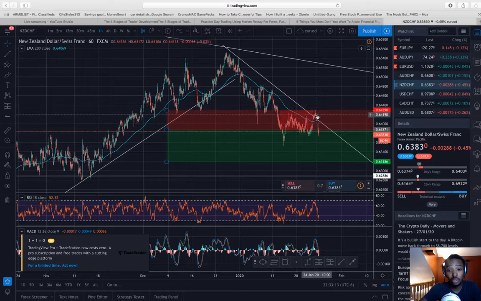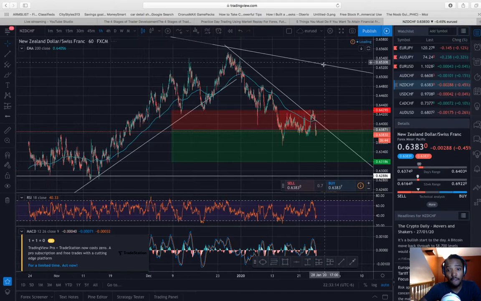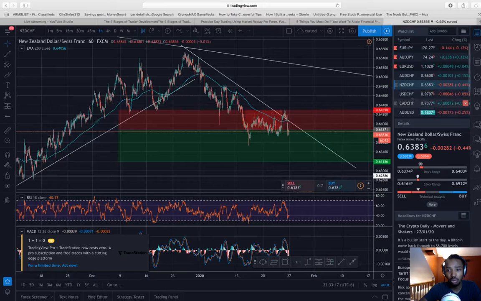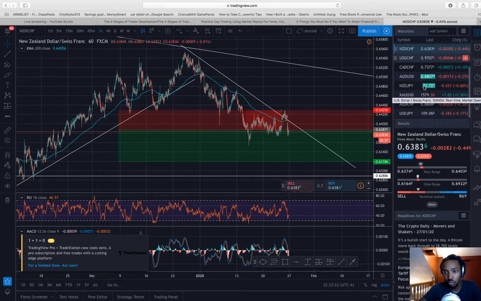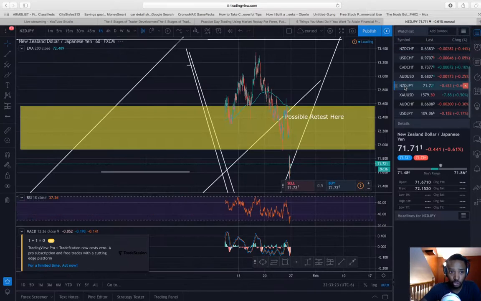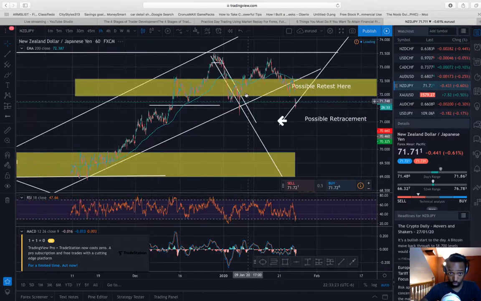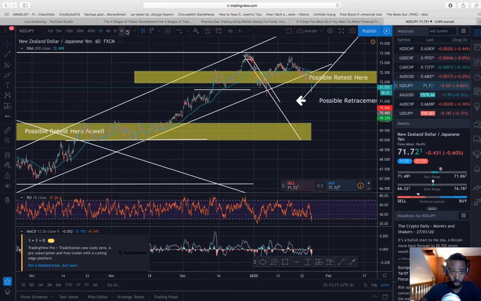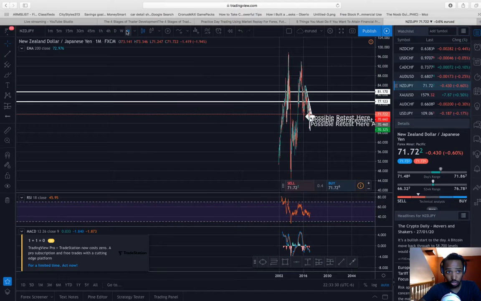This one's actually quite interesting because it broke this little trend line here, but no, I don't think this is the one I wanted to show you guys. Let's find it real quick. We'll do NZJPY. This is the last one. This is one of my favorite pairs, besides GBP.